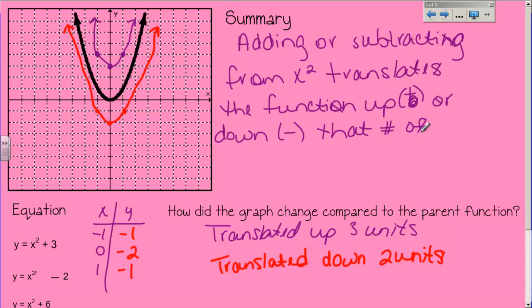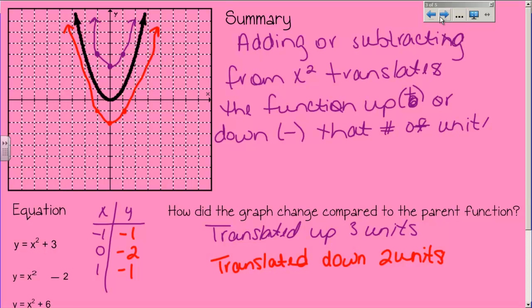And this is true for all functions. It doesn't necessarily have to be the parent function we're moving, but it's good to compare everything to the parent function, because that always stays the same and doesn't change. But adding or subtracting always moves the function. It just translates it. It doesn't change the size or anything like that. It just moves it up or down.